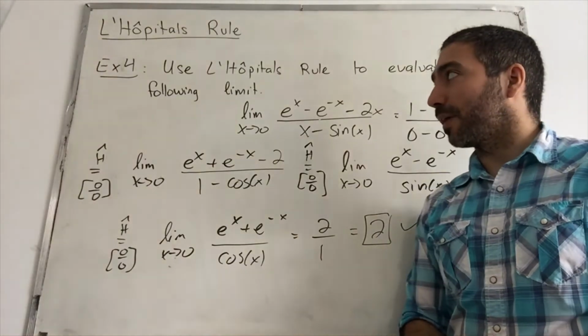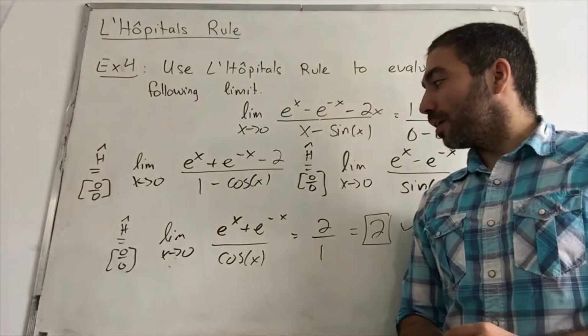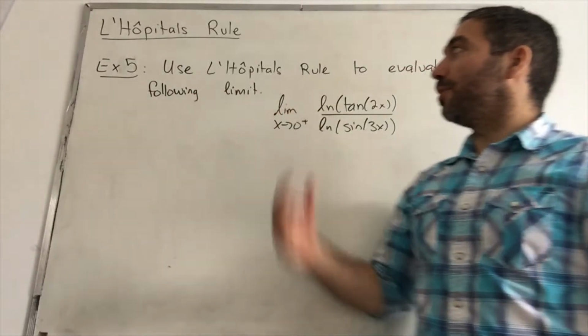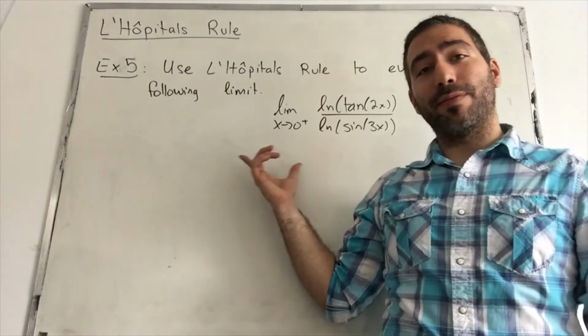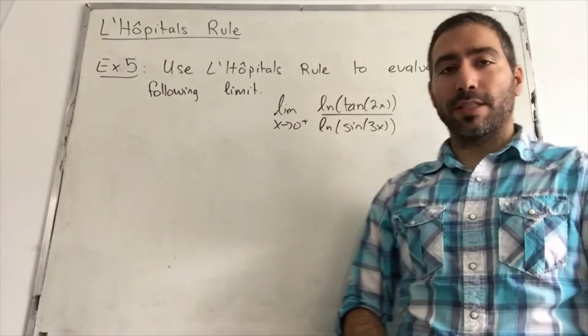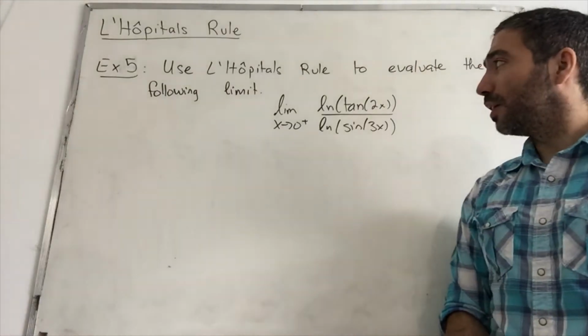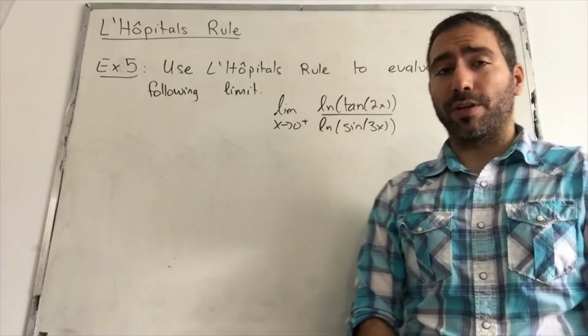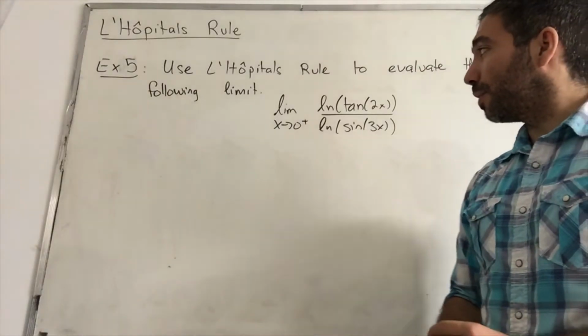So let's take a look at our final and most difficult example yet. So in this example here, it says again, use L'Hopital's rule to evaluate the following limits. We have this limit over here. So the limit as x tends to 0 from the positive side, ln of tan 2x divided by ln of sine 3x. So as I said, this is a very difficult one. So pause the video, try it on your own, see if you can get it. But let's go ahead and do it.